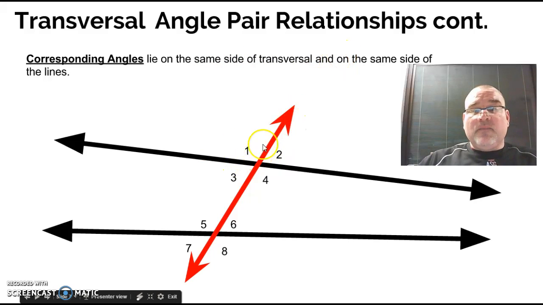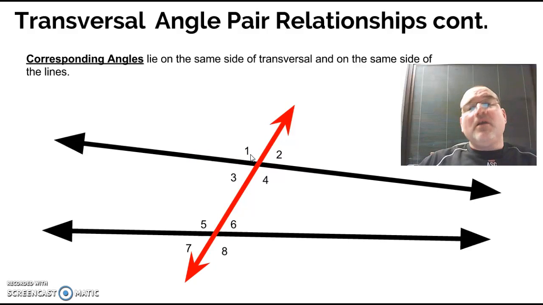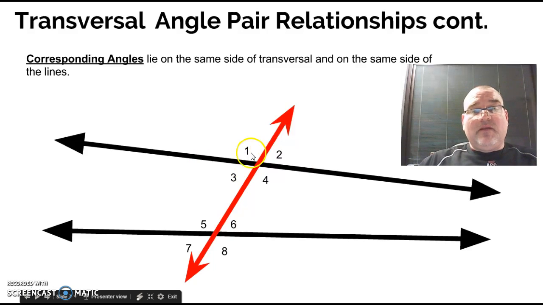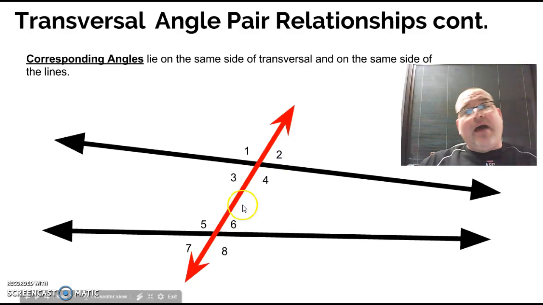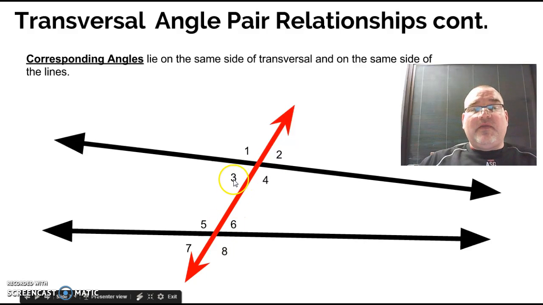So 1, notice here, is left of the red transversal, and it's above the coplanar line. So it would match up with who? You're right, 5. 2, to the right of the transversal and above the coplanar line, what would it match up with? You got it, 6. 3, left of the transversal, below the line, just like 7, left of the transversal, below the other line. And finally, 4 and 8.